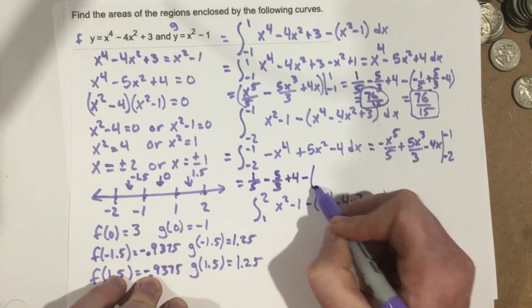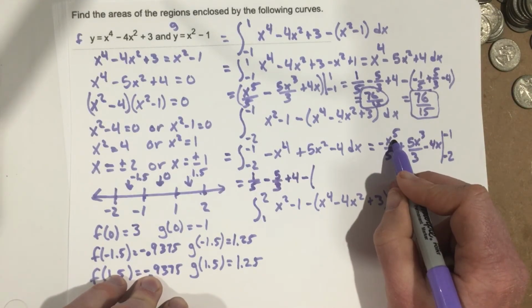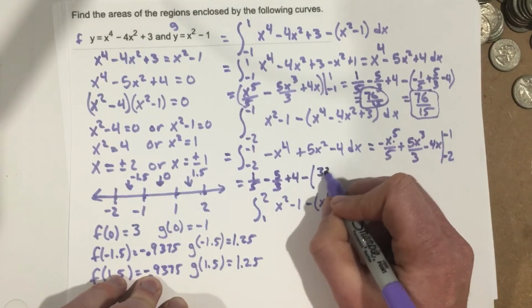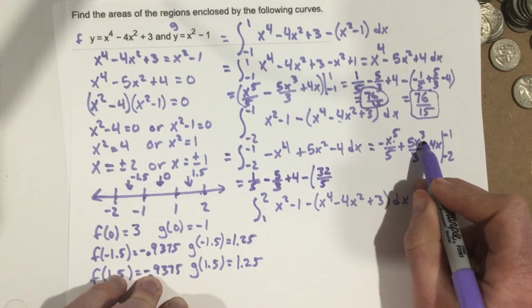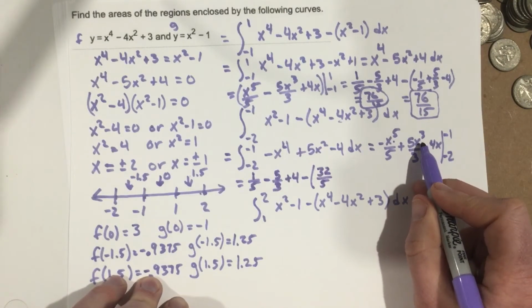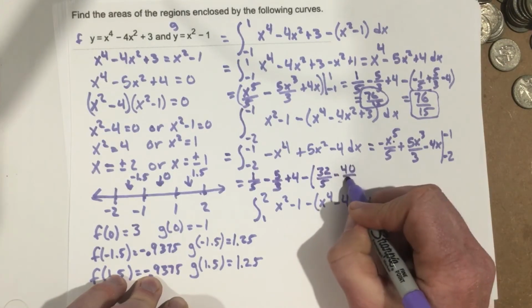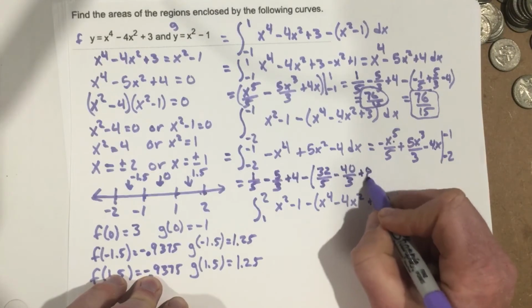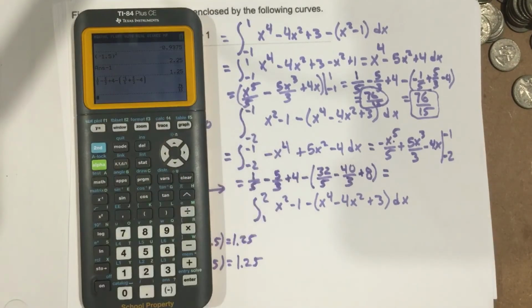Minus, plug in -2, and you get -2 to the fifth, which is -32. -32 times negative is +32 over 5. -2 to the third power is -8. Times 5 is -40 over 3. And -2 times -4 is +8. Let's plug all that in the calculator.